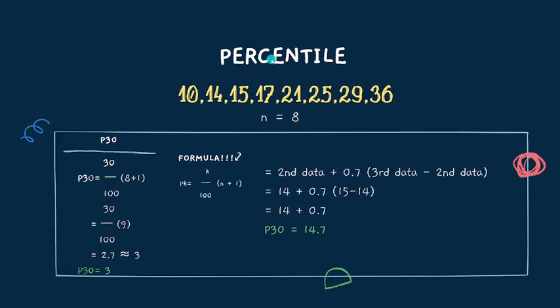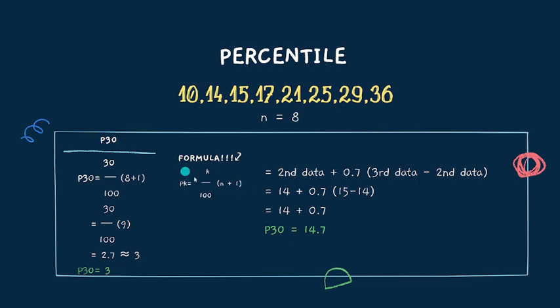Now that we have arranged, let us proceed. Our total data again is 8: 1, 2, 3, 4, 5, 6, 7, 8. So n is equal to 8. They are asking for P30. Our formula is here: Pk is equal to k over 100 times n plus 1.